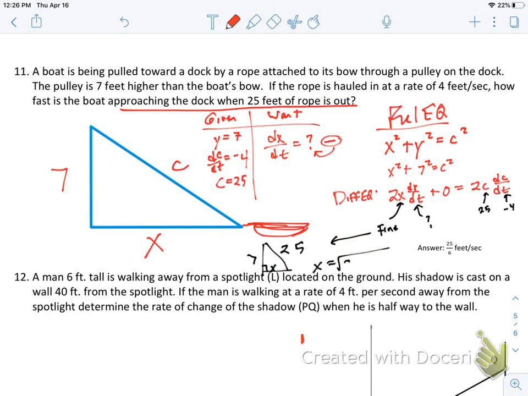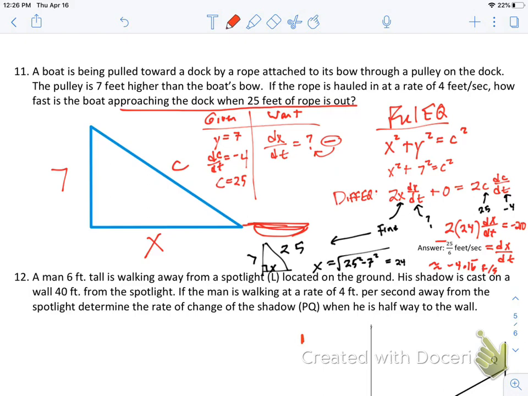Let's go find that x, because it often happens. We have 7 above, 25 feet of rope. We could find x is 24. We can sub it in now. And then if we do, it's a pretty quick run to the finish. We divide both sides by 48, about -4.16 repeating, 25/6. Again, they don't write negative in this little answer key on here, but it is shrinking. It's definitely approaching the dock. The negative indicates that dimension of x is getting smaller. So there you have it.